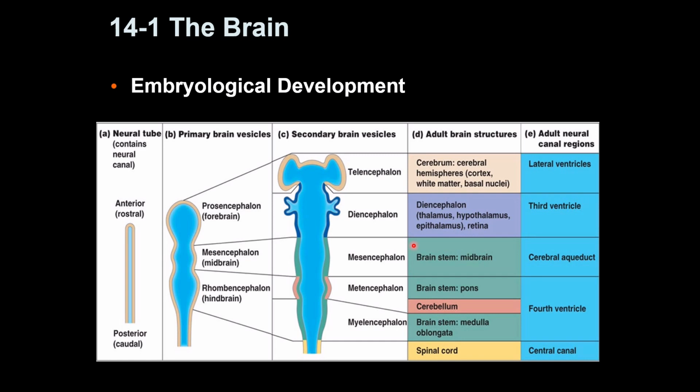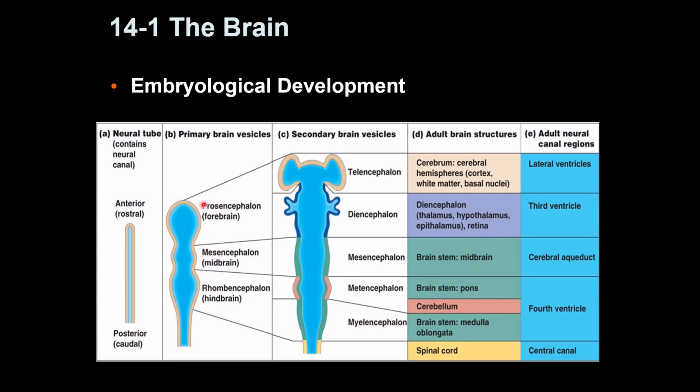From the embryology point of view, initially, as the fetus is growing, you have this cord that is called the neural tube. So this is the neural tube here, and these are the neurons, and inside there is a cavity, and this is called the neural canal. This is the anterior part, and this is the posterior part. Then the neural tube becomes primary brain vesicles. There are 3 vesicles here. One is called prosencephalon, or forebrain. The other one is the mesencephalon, or midbrain, and the third one is rhombencephalon, or hindbrain.